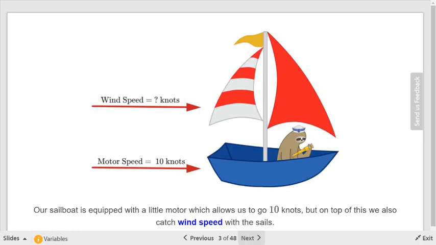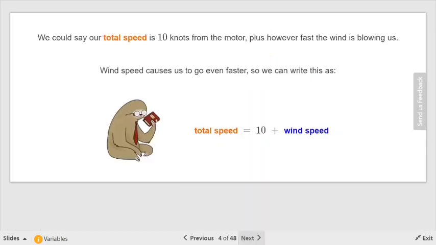So they've put a question mark there. I could just say, how hard is the wind blowing? But do you want to write how hard is the wind blowing, or would you rather write X? Yes. So algebra is all about simplifying, making things as easy as possible. So we could say that the total speed is 10 knots for the motor, plus however fast the wind is blowing us. But again, we don't want to write all of that. Now, we could simplify it a little more.